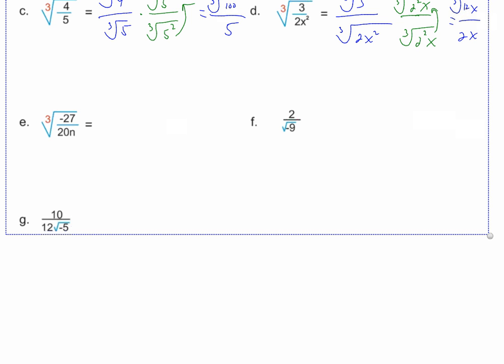Cube root of negative 27. Can you do that one in your head? Negative 3, right? Cube roots can be negative because negative 3 times negative 3 is positive 9. Positive 9 times negative 3 is negative 27. All right, on the bottom here, we got the cube root of 20n.